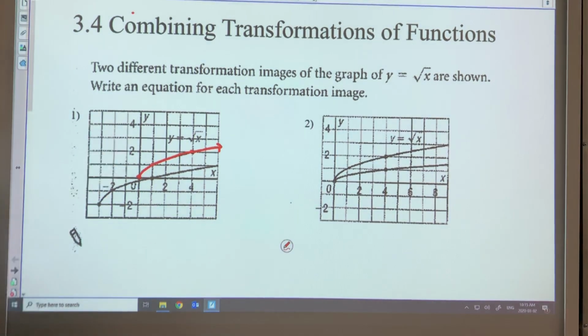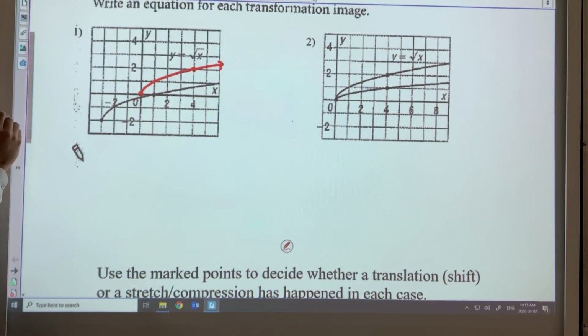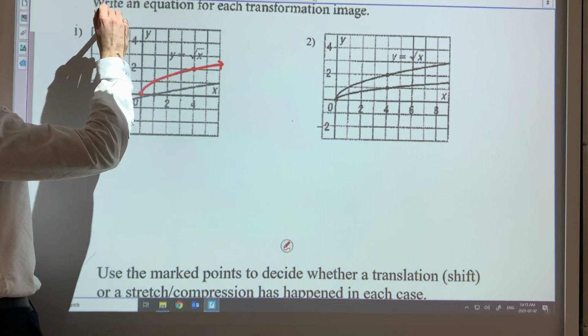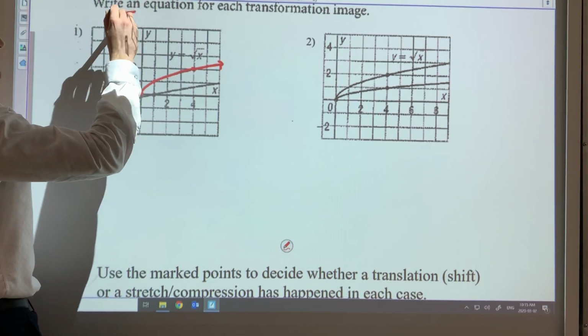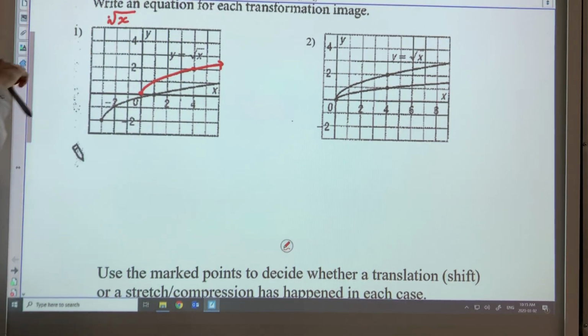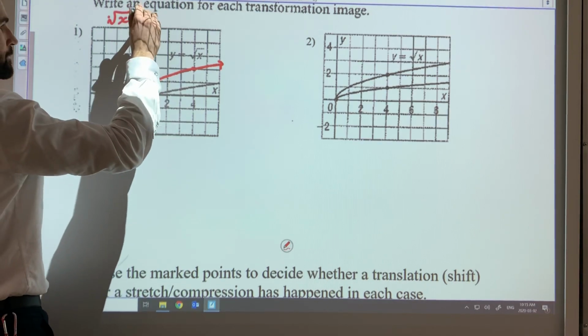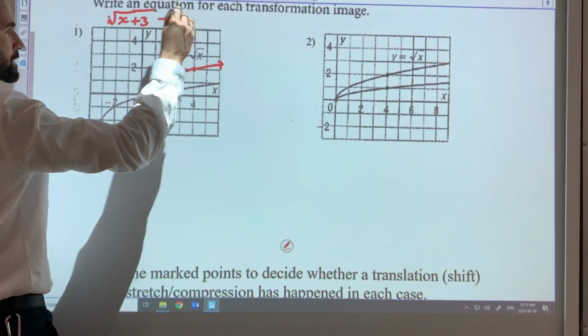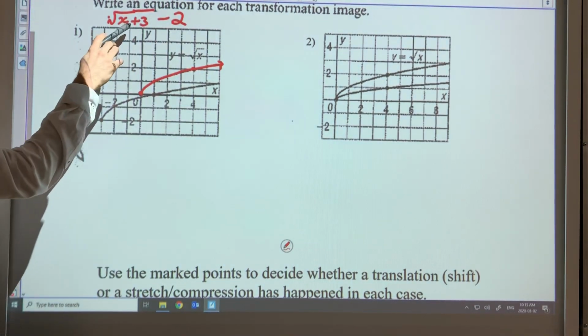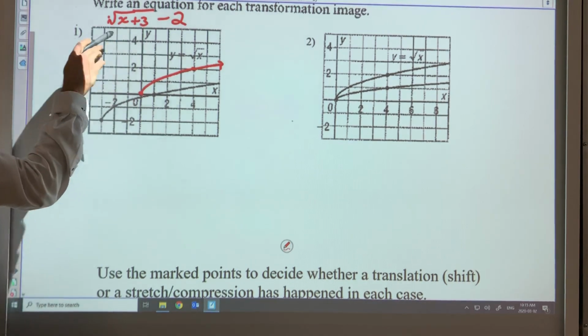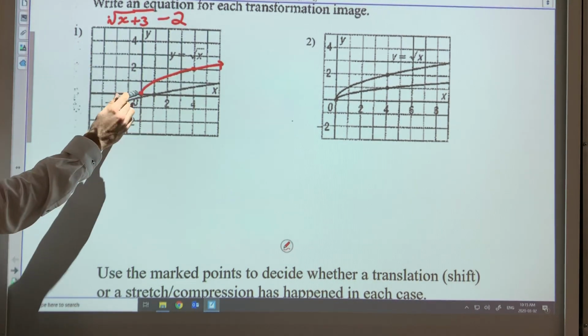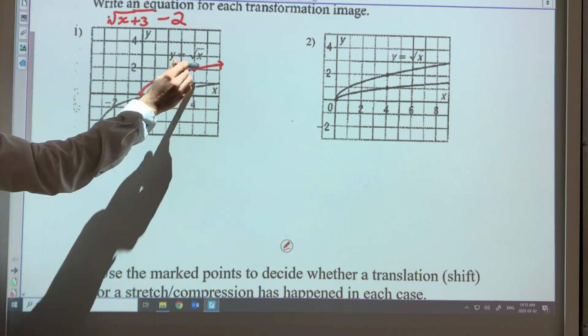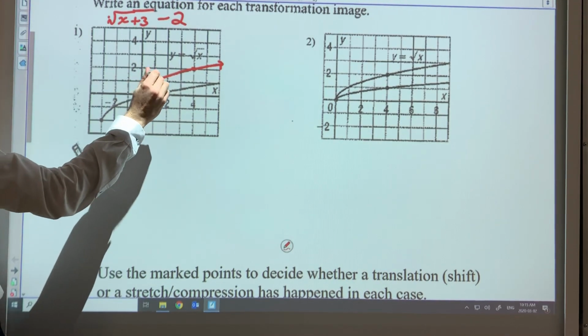Did anybody come up with something that works? So root x, a plus 3 inside, underneath the root? Yeah. Minus 2 on the outside. Okay, so let's see if it works. So this would take an xy coordinate and move it 3 units to the left and then 2 down. So if you just track those 3 key points, see if that happens.